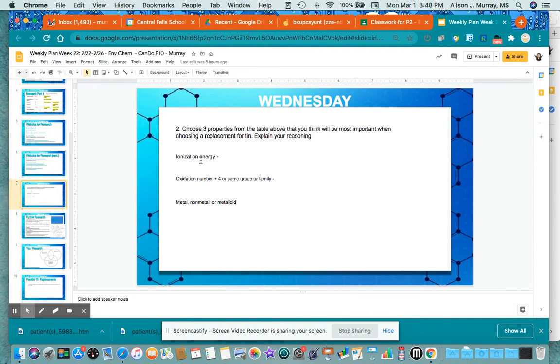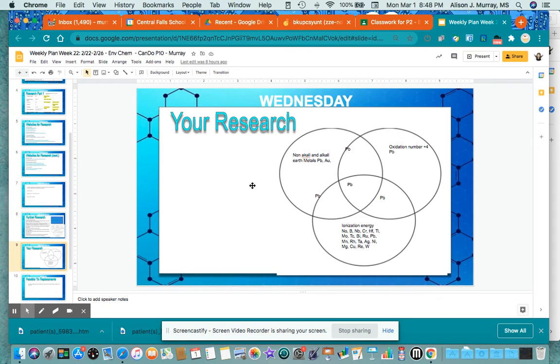Okay, so you are going to take those 3 properties, boom, the metal, the oxidation number, and the ionization energy, and you are going to put every metal in here. Okay, I would say just put the transition metals, which are the pink ones on your periodic chart, and the post-transition metals, which is where tin is, the blue ones on your periodic chart, in there. All of them. Yes, there's 50 of them, I know.